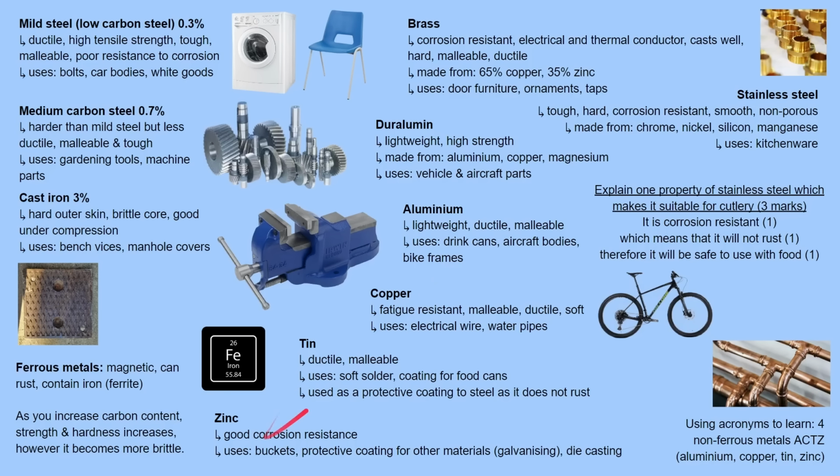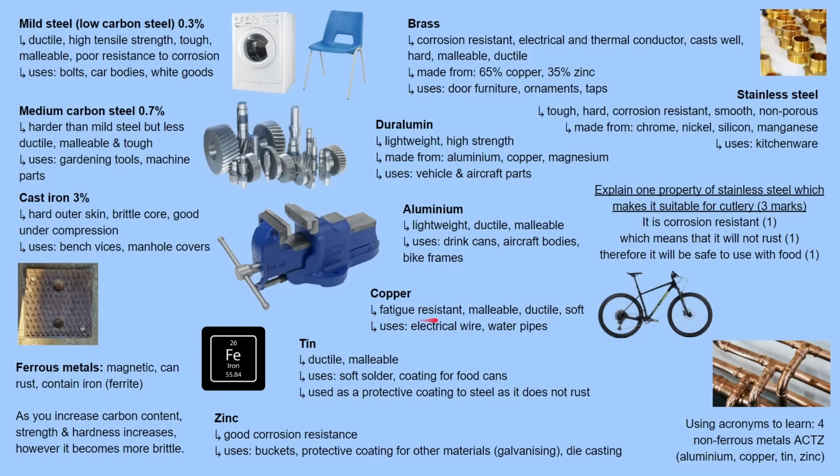Then we have these 4 non-ferrous metals, which do not rust, are not magnetic, and don't contain iron. So aluminium, copper, tin, zinc. Aluminium is lightweight, ductile, malleable. Aluminium is the one metal that for sure is lightweight. It's used in drink cans, aircraft bodies, bike frames. So, for example, here the bike frame is made from aluminium.